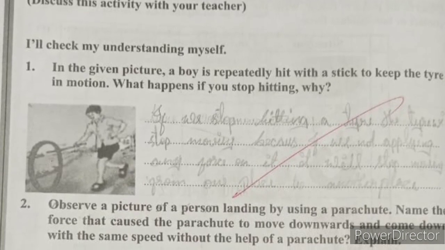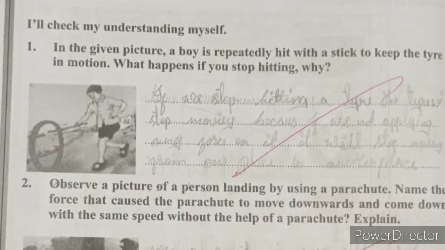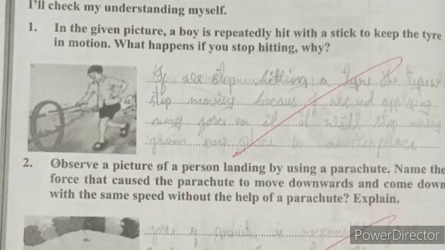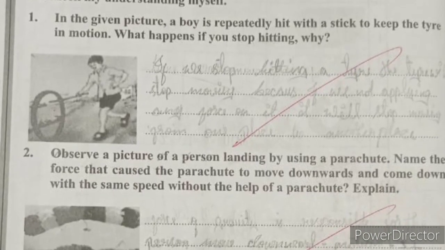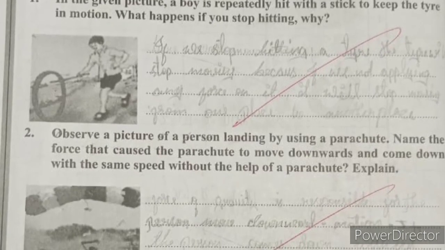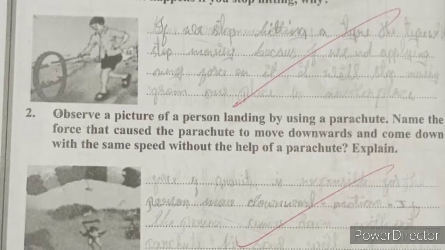Number 1, in the given picture, a boy repeatedly hits a tire with a stick to keep it in motion. What happens if you stop hitting? Why? If we stop hitting the tire, the tire will stop moving, because if we are not applying any force on it, it will stop moving from one place to another place.